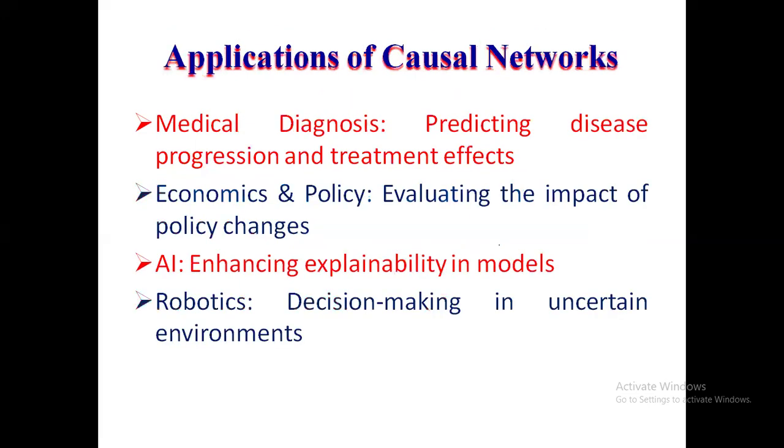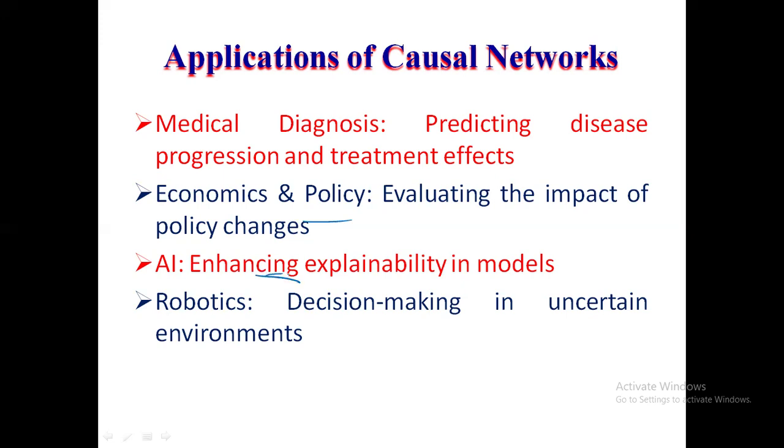Next, applications of causal networks. Medical diagnosis: predicting disease progression and treatment effects. Doctors use causal networks to determine how diseases develop and how different treatments impact patient outcomes, allowing for more effective healthcare decisions. Economics and policy, in this case, evaluating the impact of policy changes. That means policymakers rely on causal models to assess how laws and regulations affect employment, inflation, or public health.